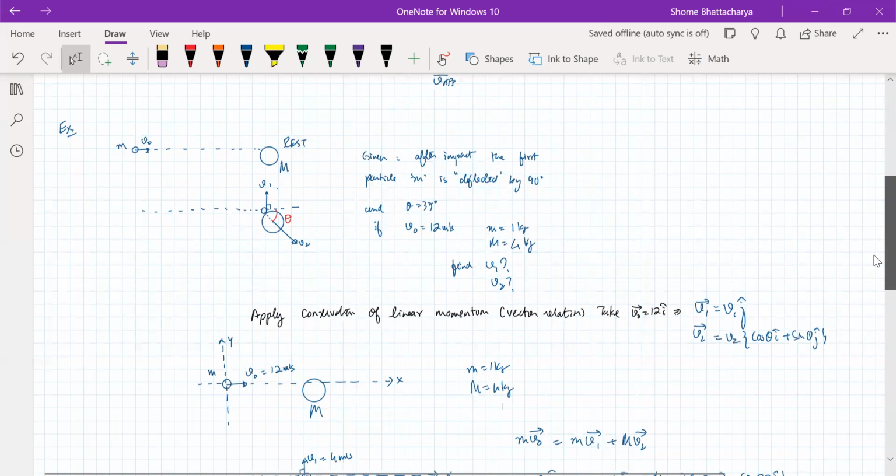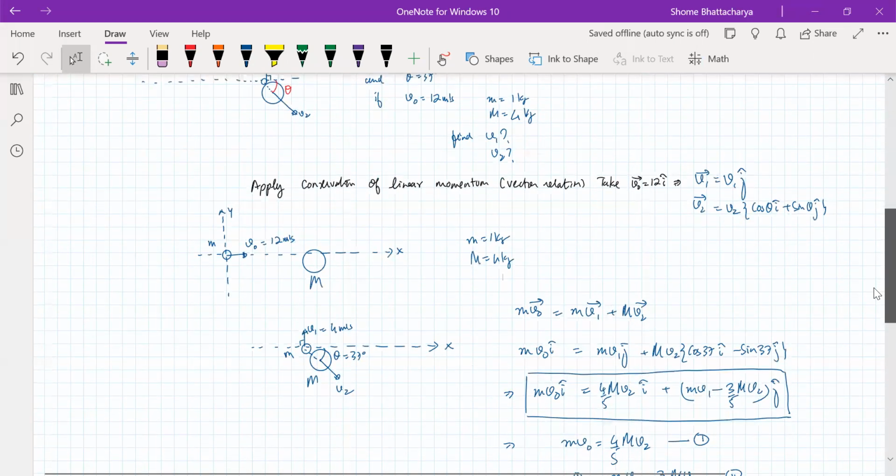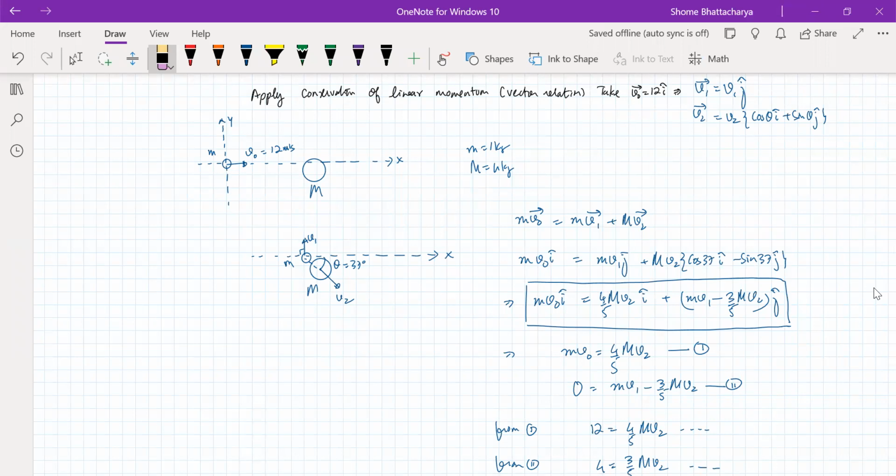So only the directions are given. Okay, so now let's see how the question works out. The equations still are the same, but now when we substitute from equation 1, we will get 1 into 12 is equal to 4 by 5 into 4 into V2. So V2 will come out to be 15 by 4.